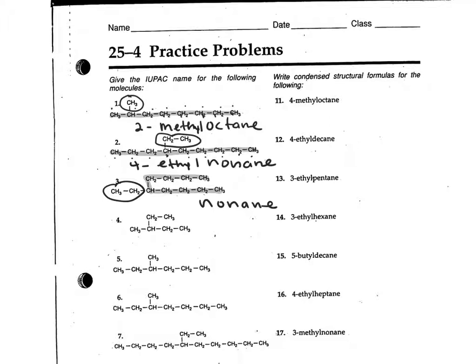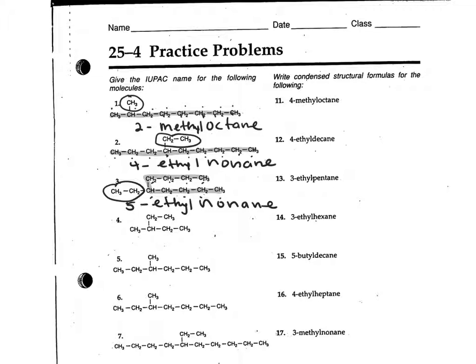And notice I have the same group attached as I did in number 2. That is called an ethyl group. And now I have to number this chain and figure out which number carbon on the highlighted chain that ethyl group is attached to. So if I start here, I get a 1, 2, 3, 4, 5, 6, 7, 8, 9. So that's 1, 2, 3, 4, 5. I can count backwards and go 1, 2, 3, 4, 5. Either way I go, it's going to be a 5. So I'm going to end up having a 5-ethyl nonane.